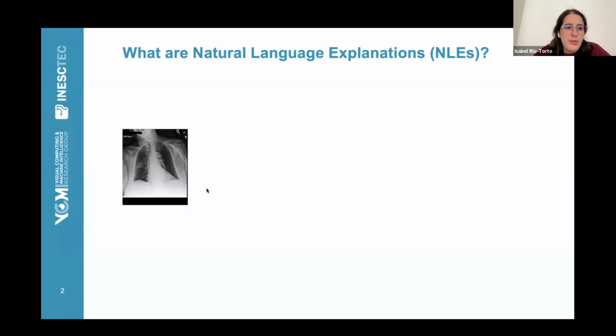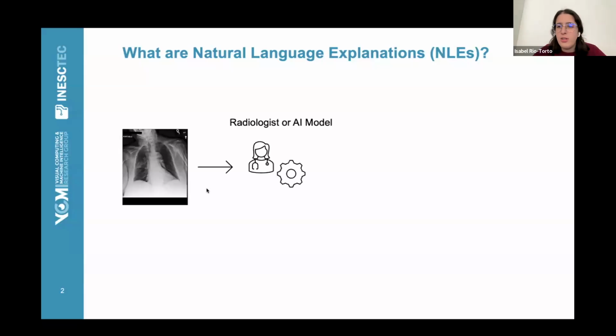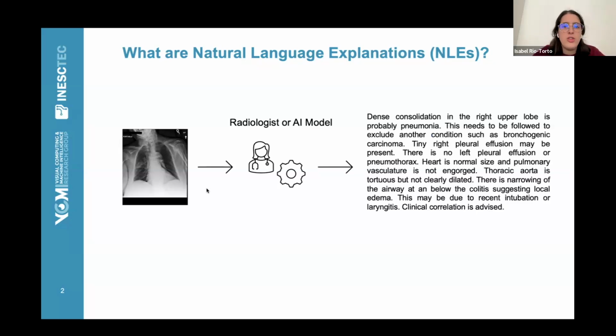So imagine you have, in this case, a chest X-ray, can be another image modality, and you have either a human, a radiologist, or an AI model that's producing a report describing the whole image, all the findings in the image, everything that can be observed. So this would be what we would call the full description of the chest X-ray, or as Wilson mentioned before, the image caption. So this would be what we also see in medical reports.